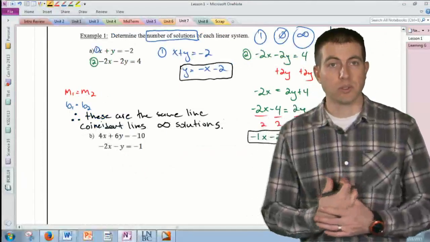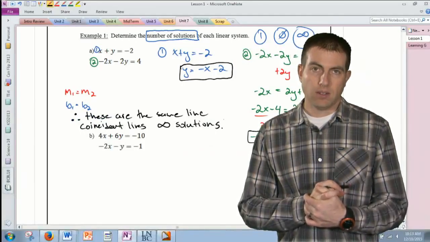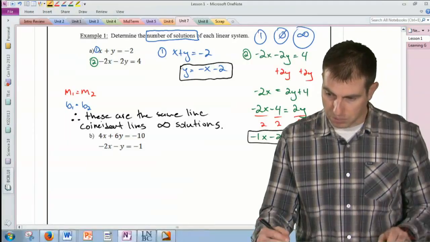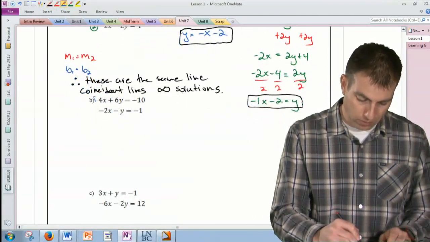So that's all the question was asking. Do we have 1, 0, or infinite solutions? In this case, we have infinitely many solutions. Let's look at the next example here. I'm going to convert both of these into slope-intercept form as well.